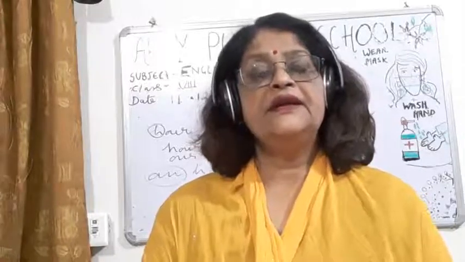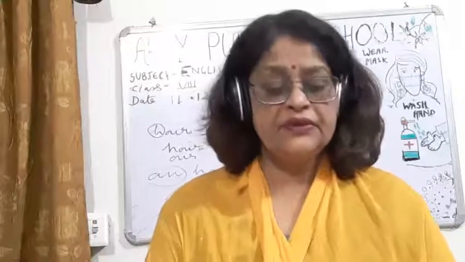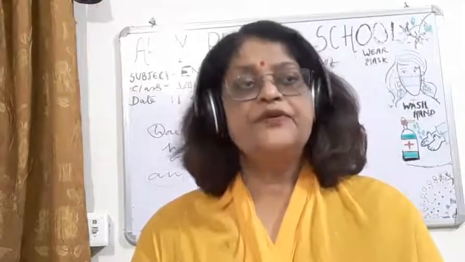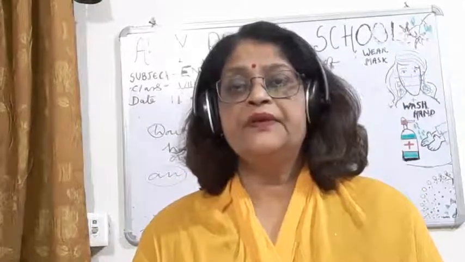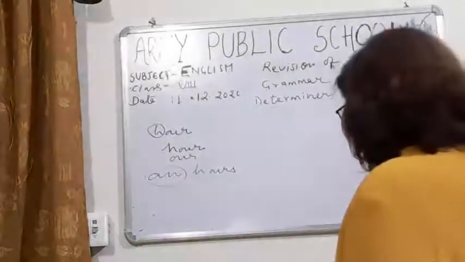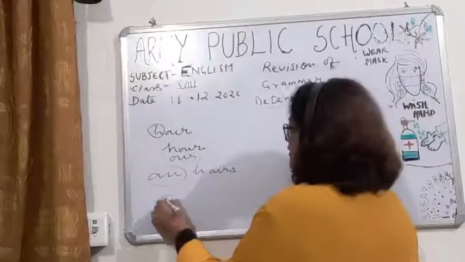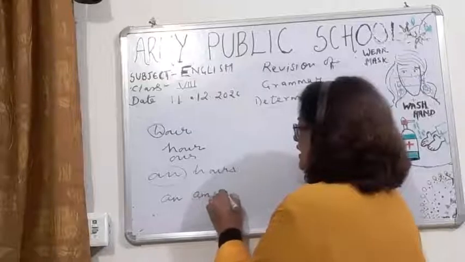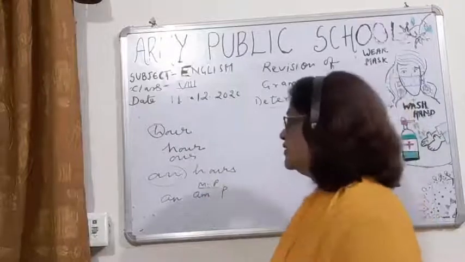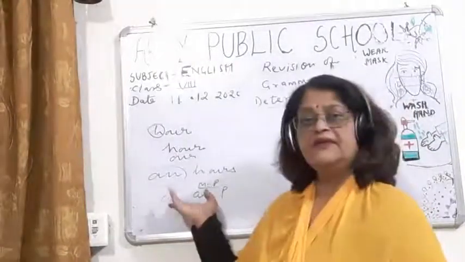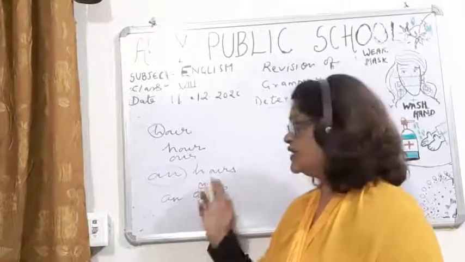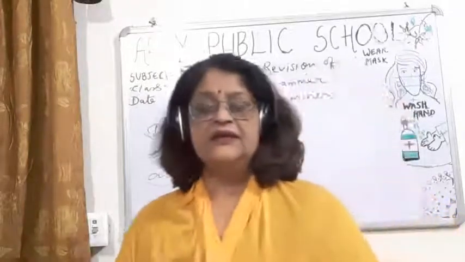So children, a and an basically depend upon the sound also. Like you can say an MP, an MP. M is a consonant letter, but it is read here as an MP. How do you read M? M for monkey, you are reading em. So we are using an before it.